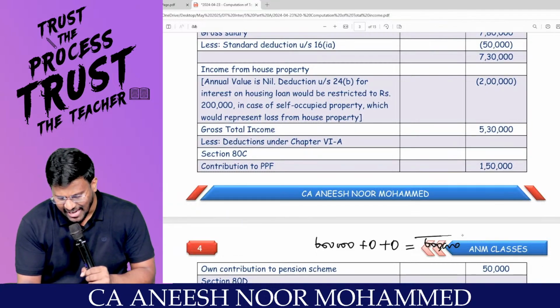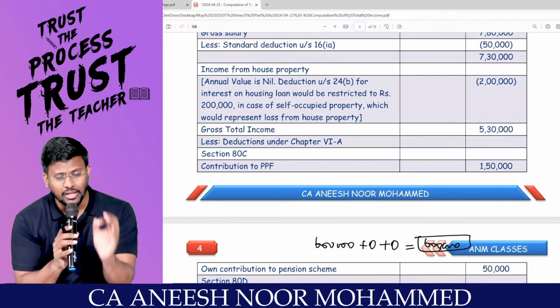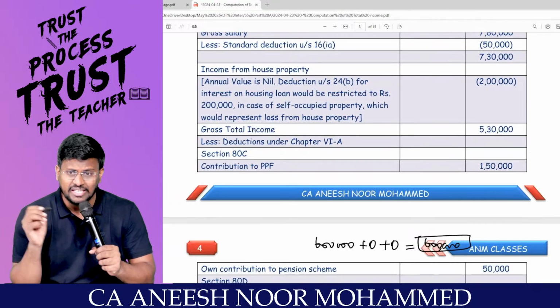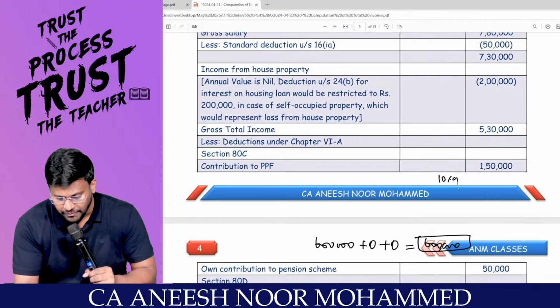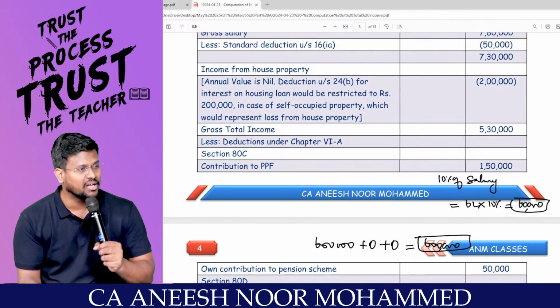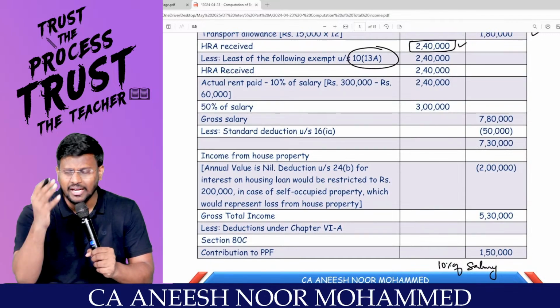So 6 lakh is the salary for the purpose of HRA. Rent paid in excess of 10% of salary. So 10% of salary is equal to 6 lakh into 10%, which comes to 60,000. Right? What is the monthly rent the employee is paying?